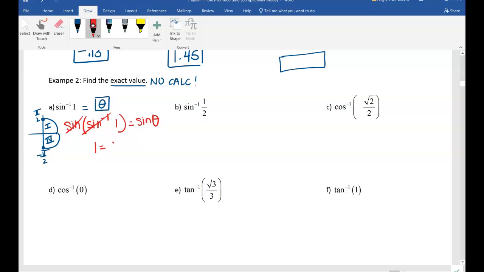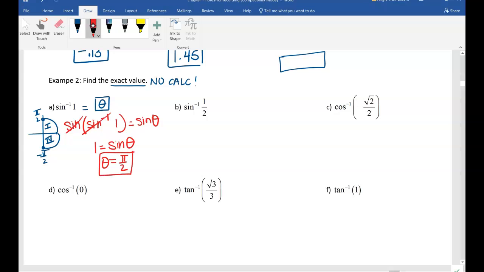So now you have sine of some angle equal to 1. Now, if this helps you find that angle, then this is what you can do. But you should be able to know that, okay, sine of pi over 2 is really 1. So theta is really pi over 2. So your final answer is pi over 2.